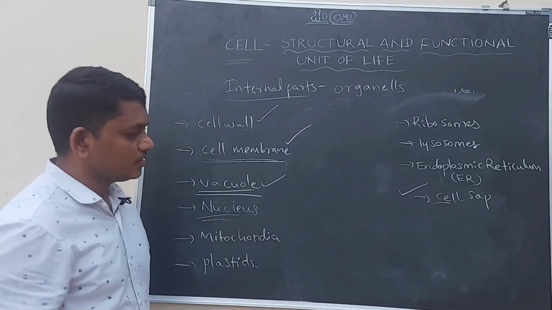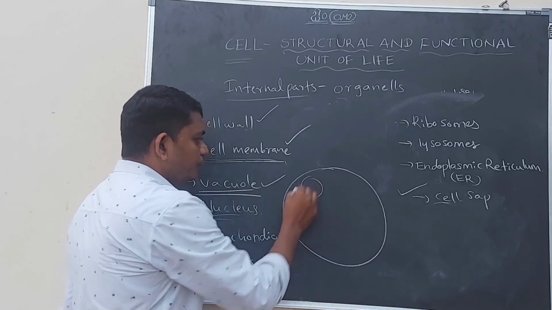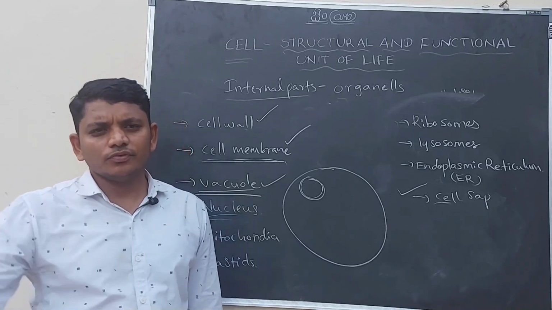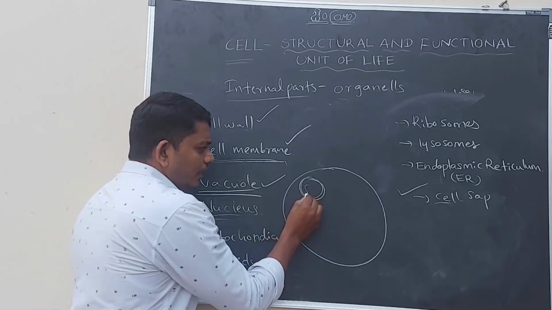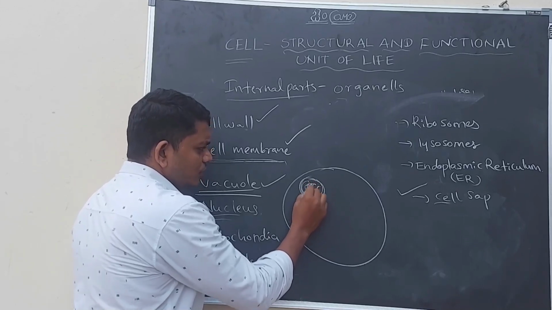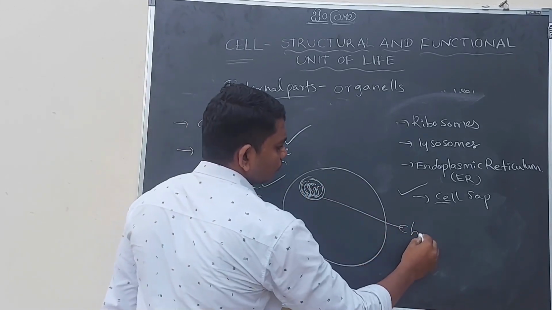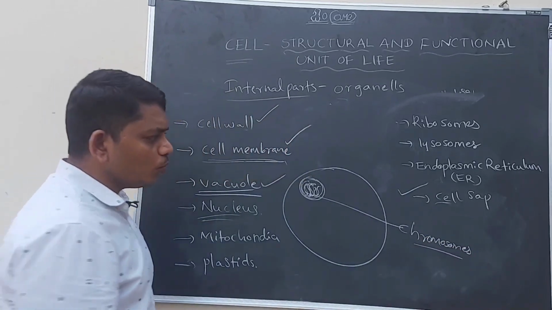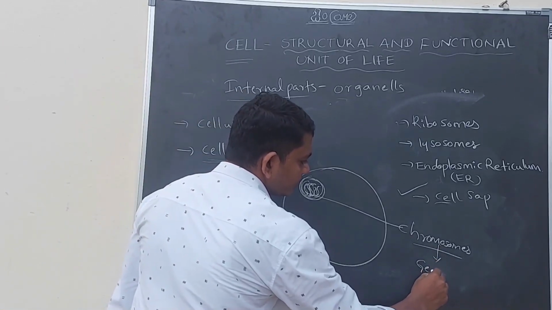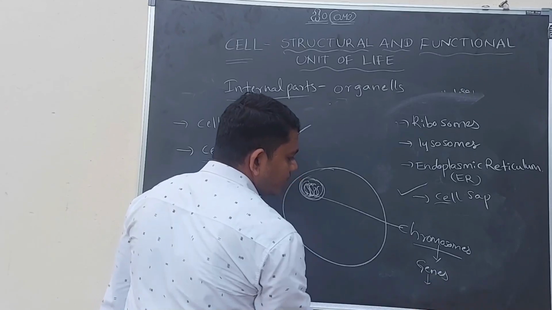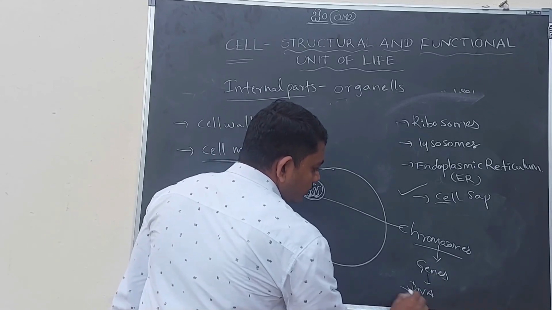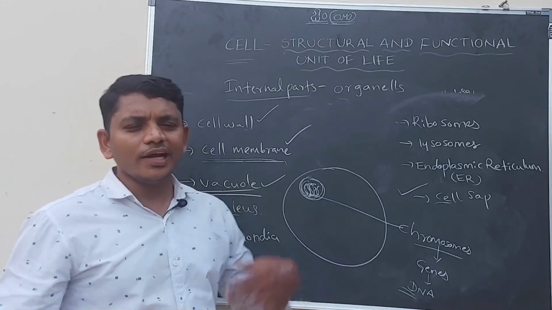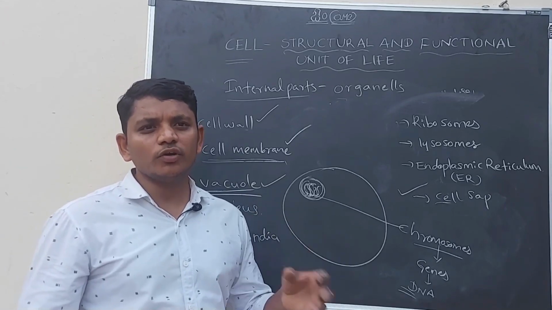Let us discuss the nucleus. Nucleus is an important organelle in the cell, which contains ribbon-like structures called chromosomes. Chromosomes contain genes. Genes contain DNA. In the DNA material, our hereditary characters are usually stored.